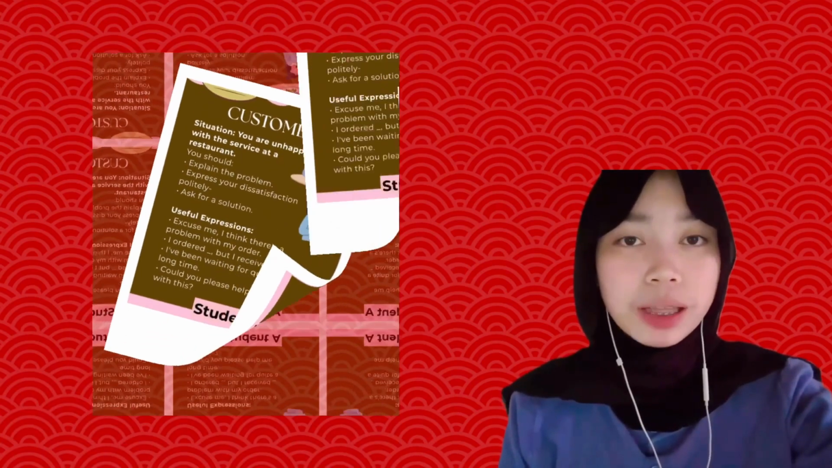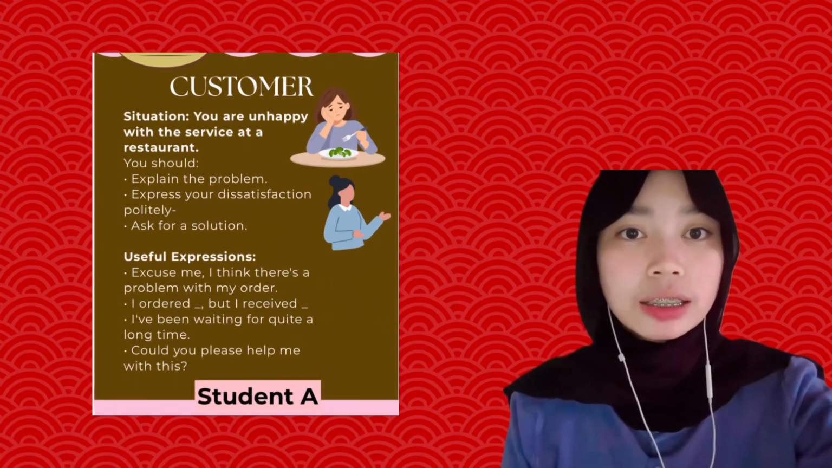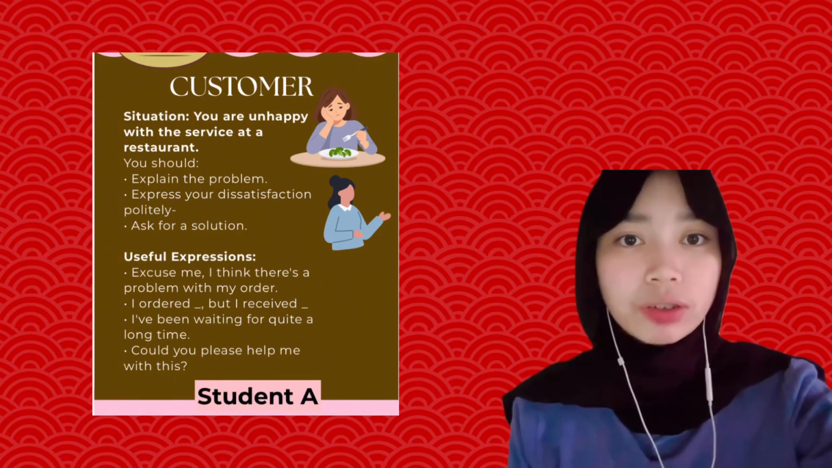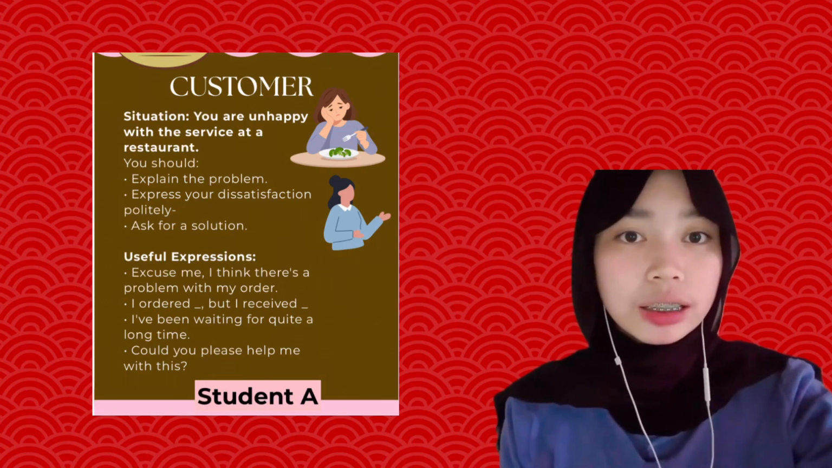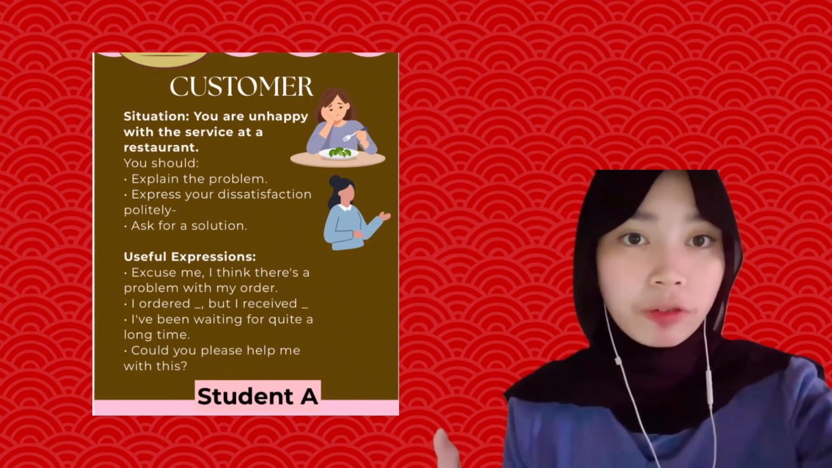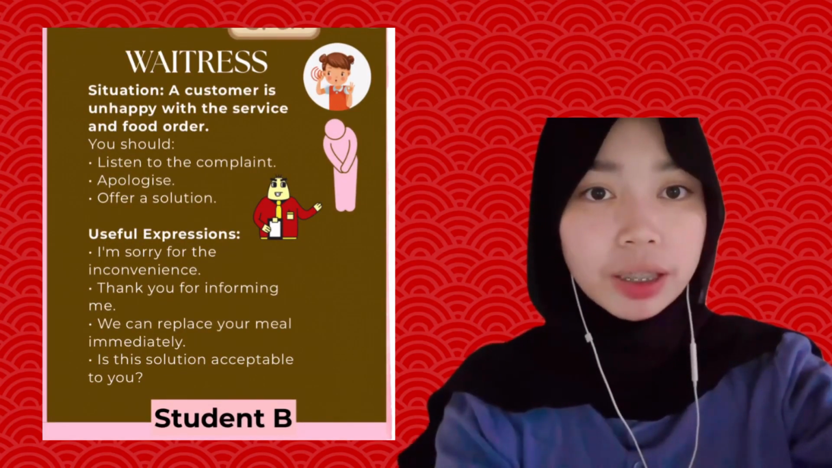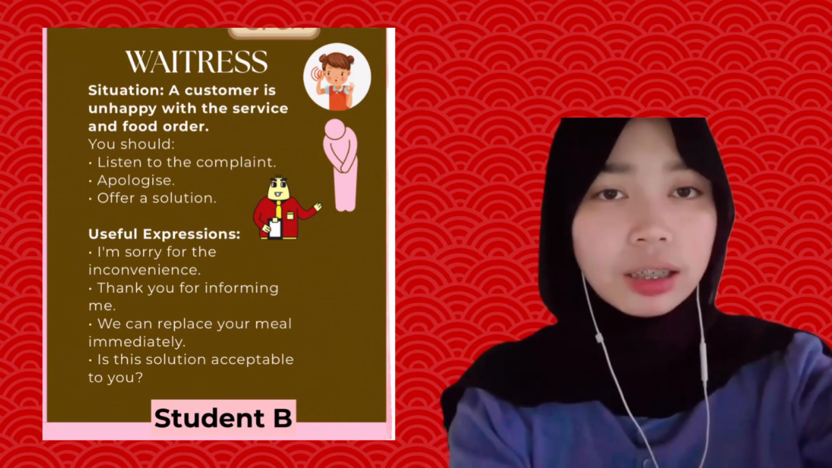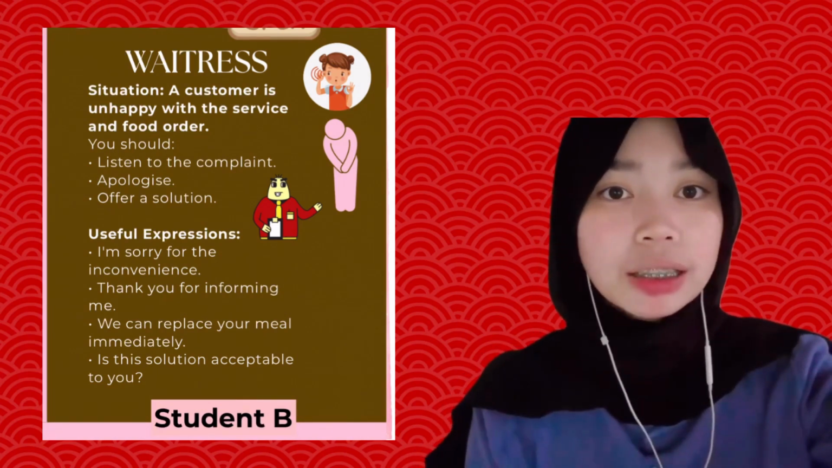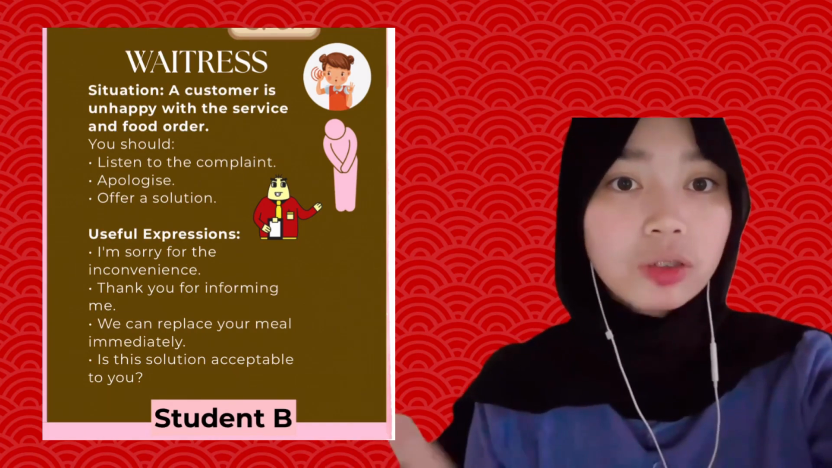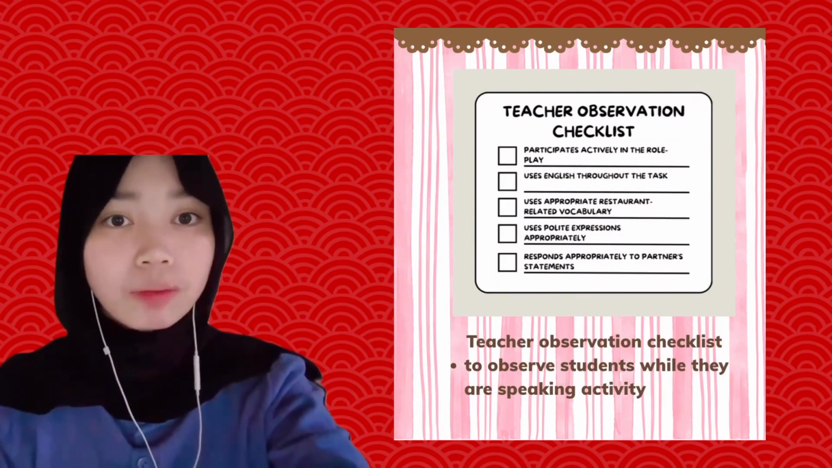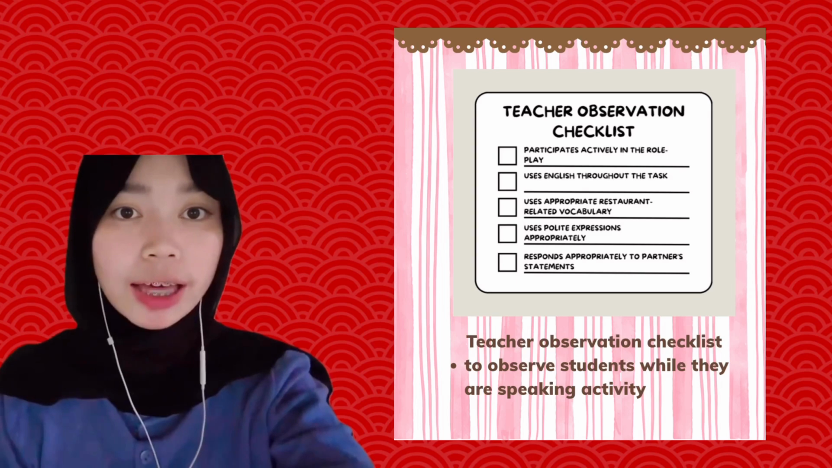This is a roleplay card for Student A. Student A plays the dissatisfied customer, for example, dealing with a wrong or delayed order. Their job is to complain politely but firmly and negotiate a solution using the useful expressions provided on the card. The second card is for Student B. Student B will be the restaurant manager. Their job is to practice service recovery by listening actively, apologizing professionally, and offering an immediate solution to fix the customer's problem. During the task, teachers use an observation checklist to monitor language flow and turn taking.